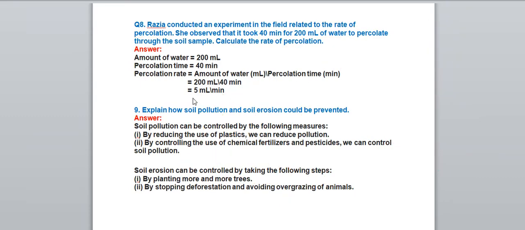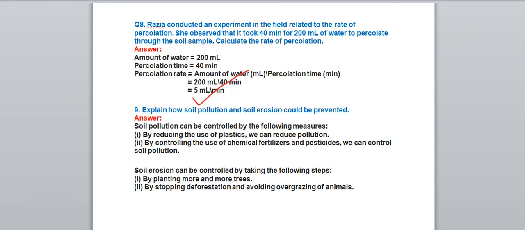I hope you all have understood this question. Maybe in the exam, the amount of water and percolation time will be different. Then also you have to use the same formula. You have to put the amount of water at the top and time at the bottom, and you have to divide that. You will get the rate of percolation in that case.